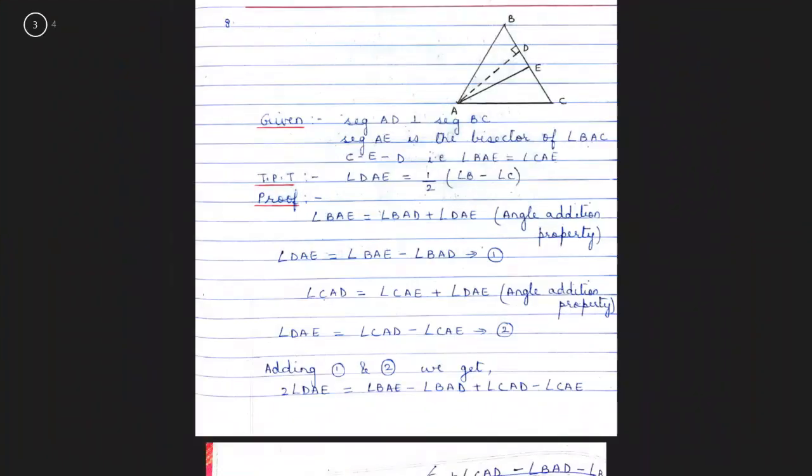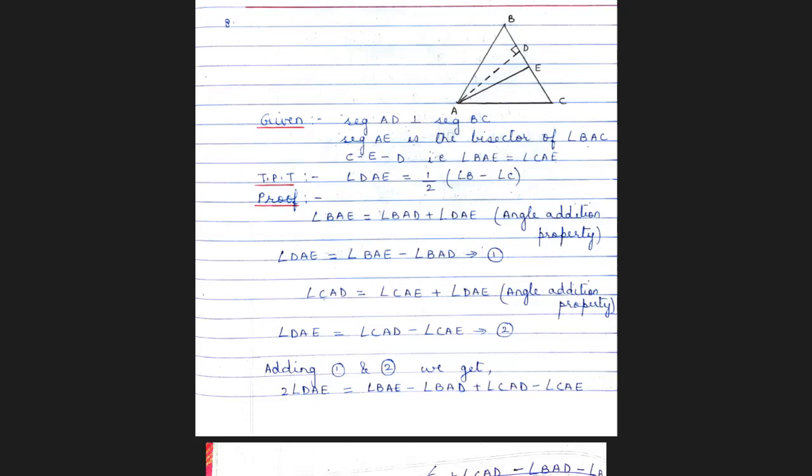Given segment AD perpendicular to segment BC, segment AE is the bisector of angle BAC, C'(E')D. Now if AE is the bisector, we know angle BAE is equal to angle CAE. You have to prove angle DAE is equal to half of angle B minus angle C. Now, what is angle BAE equal to? It is the sum of these two angles, angle BAD plus angle DAE, by angle addition property. Therefore, angle DAE is equal to angle BAE minus angle BAD. You are taking angle BAD to the left hand side. Mark it as equation number 1.